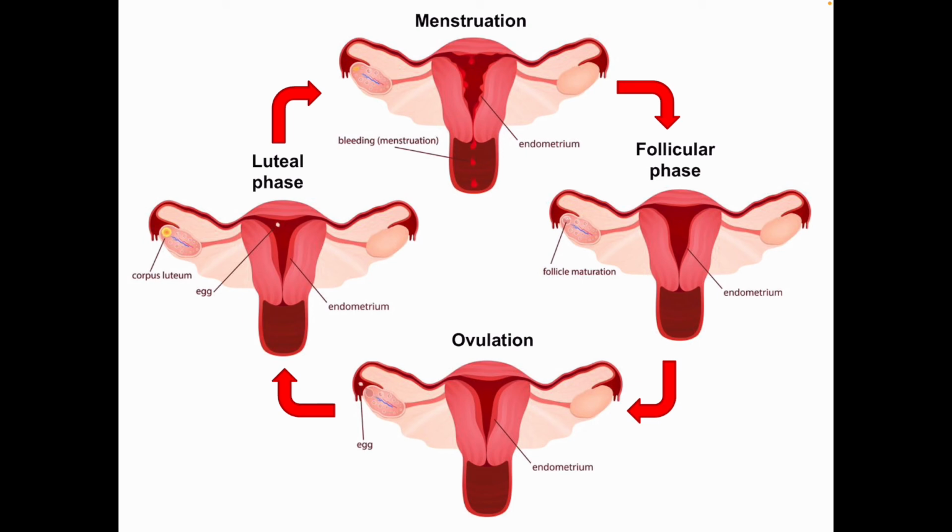The empty follicle will then develop into a corpus luteum, which secretes progesterone. Progesterone will promote vascularization of the endometrium. However, if the egg is not fertilised, the corpus luteum will degenerate, levels of progesterone will fall, and we will get menstruation again.